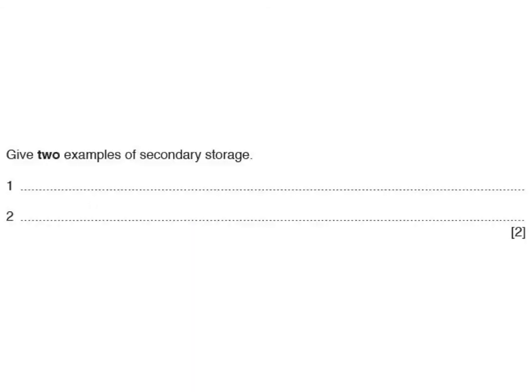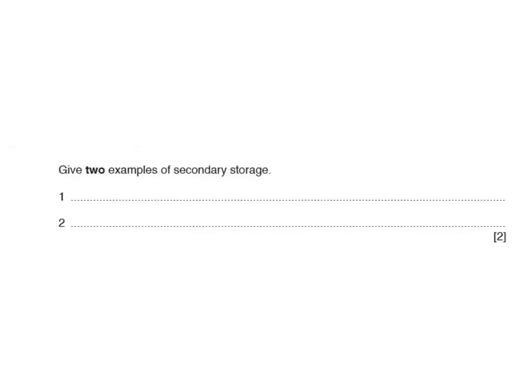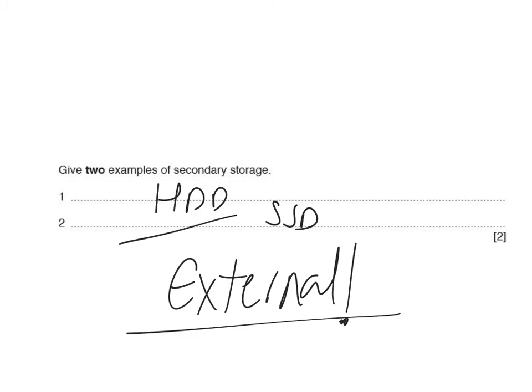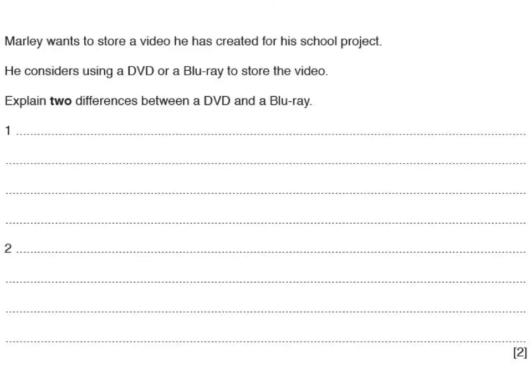RAM and ROM, easy. 2 examples of secondary storage, hard disk drive and solid state drives. Just be careful, any questions if they mention external, that would be incorrect. However, you could use this same answer and write external on your answer and make it correct.